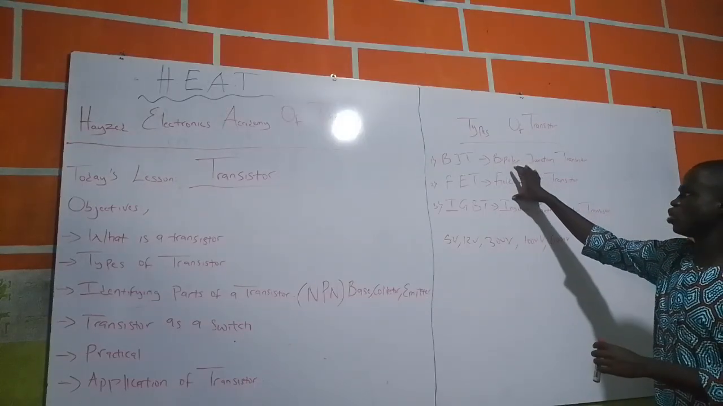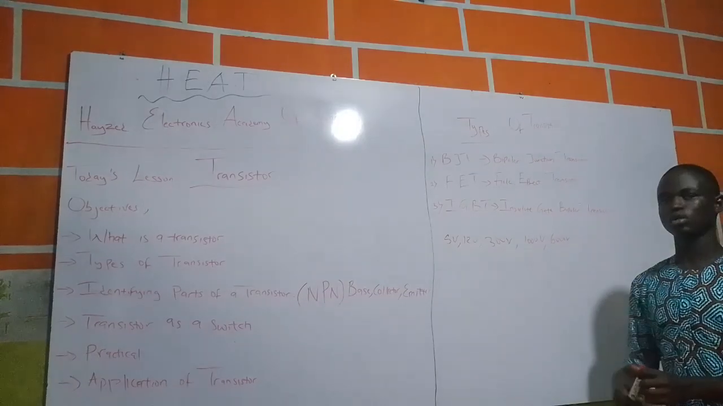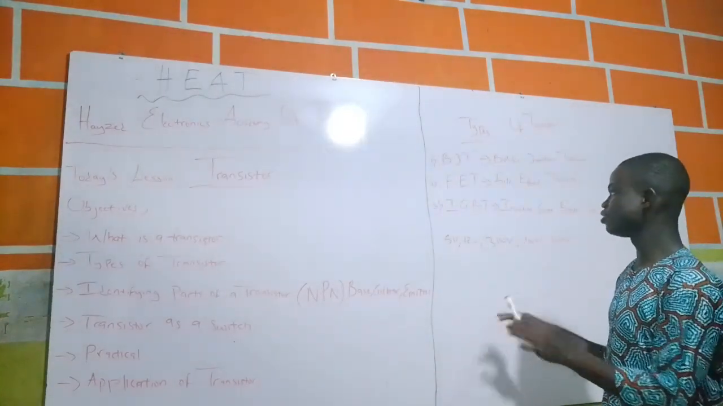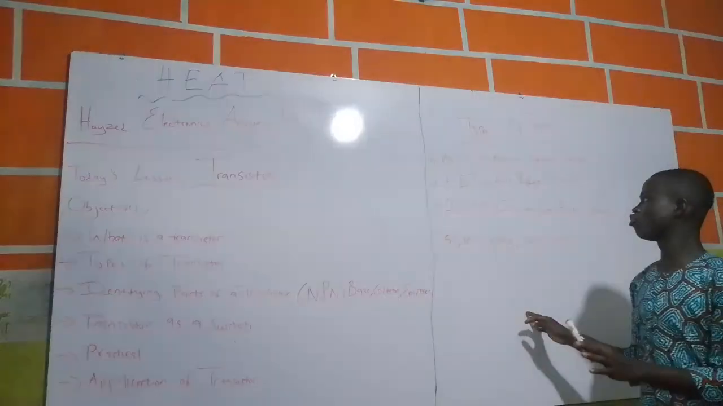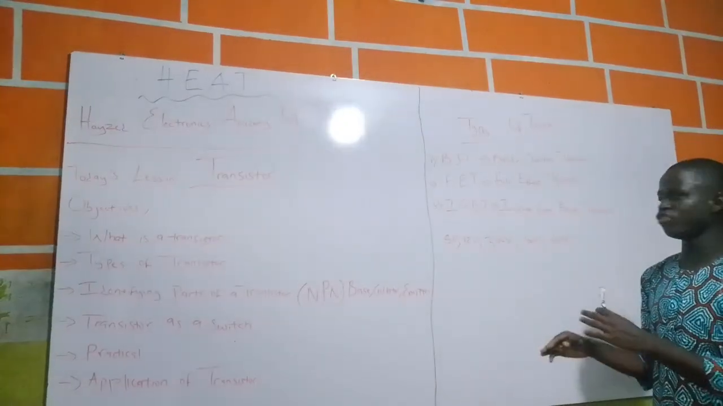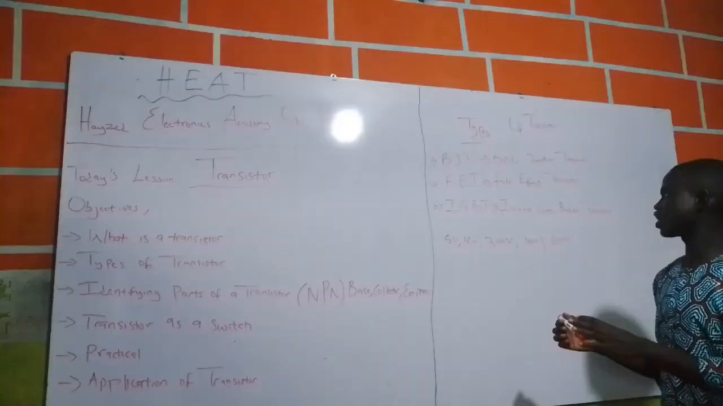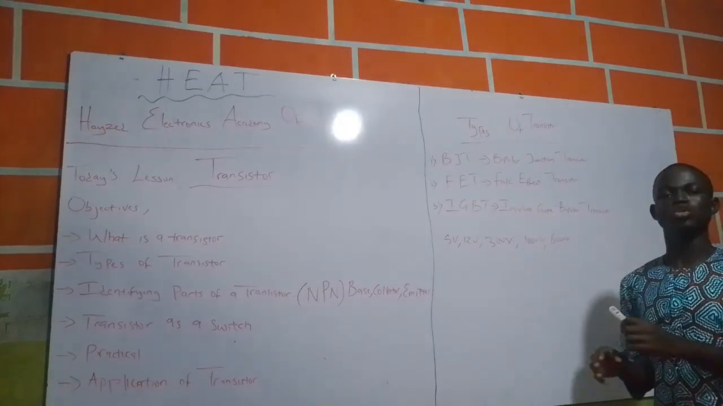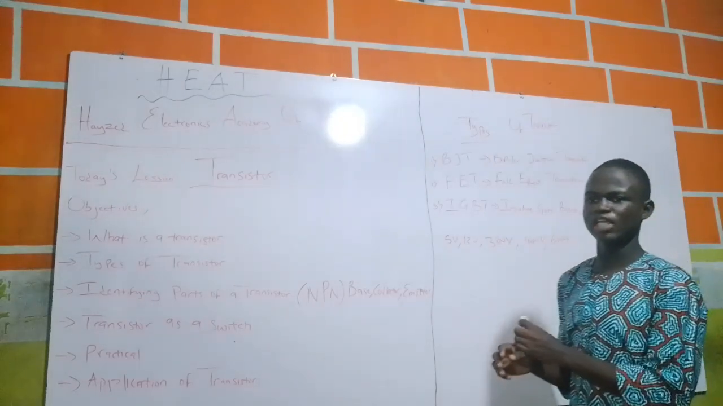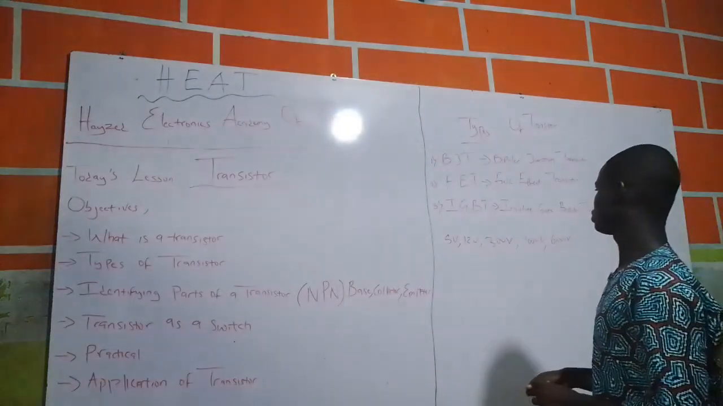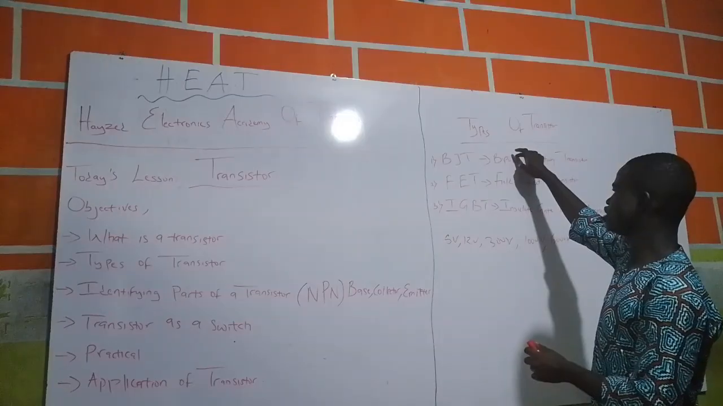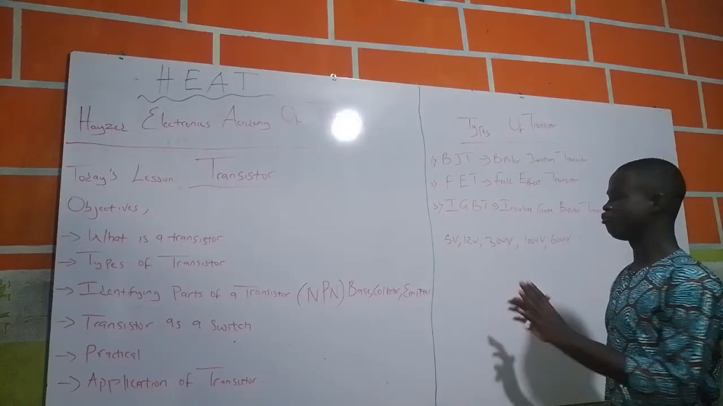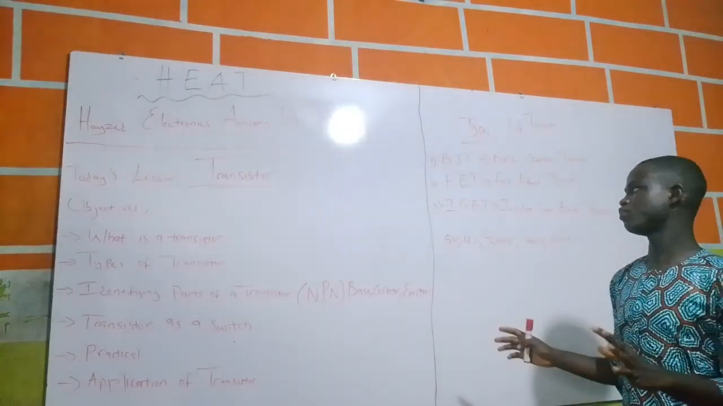They all have different applications. A BJT can carry a maximum of about 100 volts, or at most 150 volts. A field effect transistor can carry up to about 200 or 300 volts. But IGBTs are used in electronics that require high voltage. So the bipolar junction transistor, field effect transistor, and IGBT have different applications and are used in different fields.